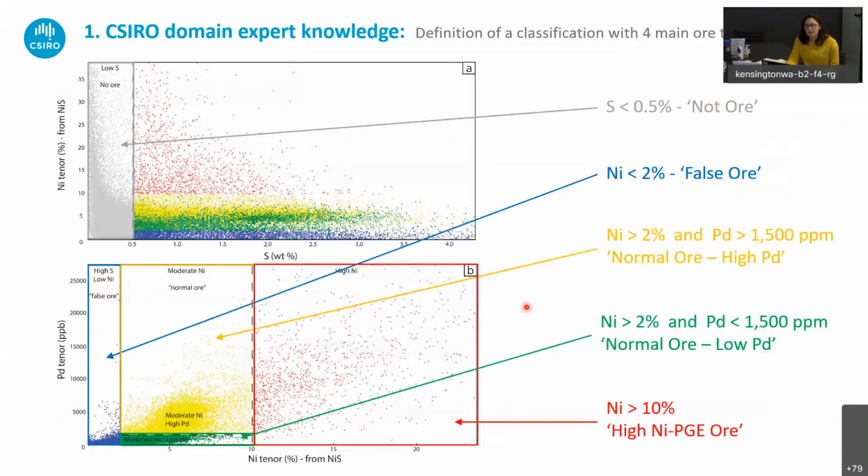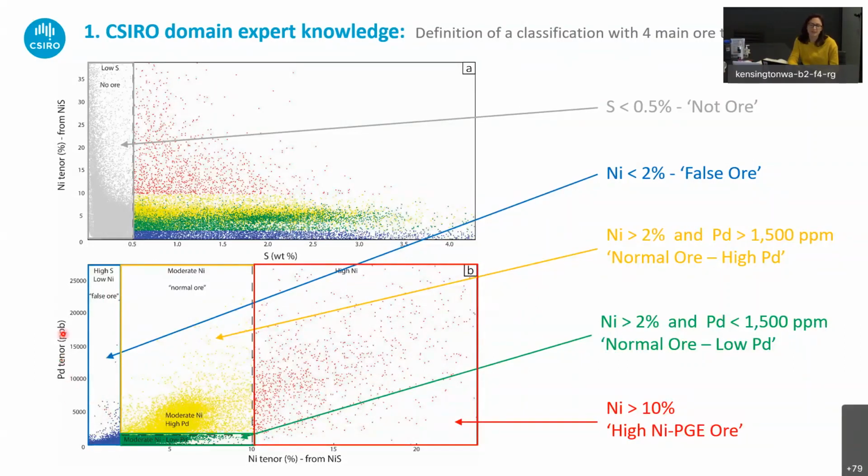So we used our internal knowledge of magmatic nickel copper PGE systems to try and define different ore types. And we defined 4 different main ore types. One of them was what we call no ore, where the sulfur was below 0.5%. So we got rid of all of that data. And then we had the false ore, which was high sulfur but very low nickel, less than 2%, which is in blue here, in this part of the diagram.